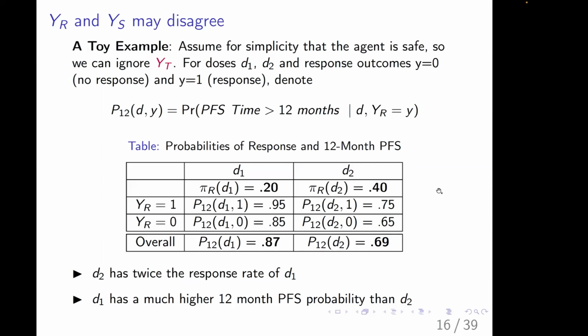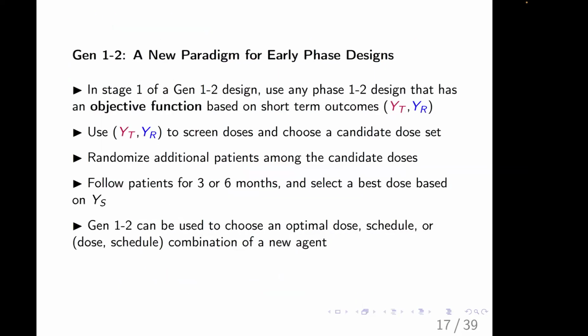And so the point here is simply that if you look at early response, dose 2 is much better. It's got twice the response rate. But if you look at the 12-month success rate in terms of PFS, dose 1 is better than dose 2. And so this is a very simple example, and all it says is that what happens with response in terms of picking a best dose and what happens with long-term PFS don't have to agree. And very often they don't. We actually had a trial where this happened, and that's a whole story unto itself.